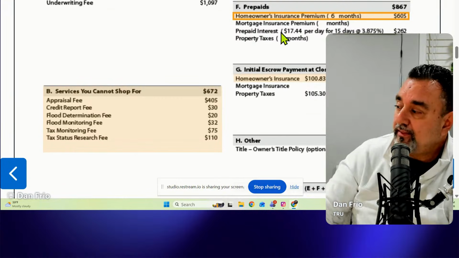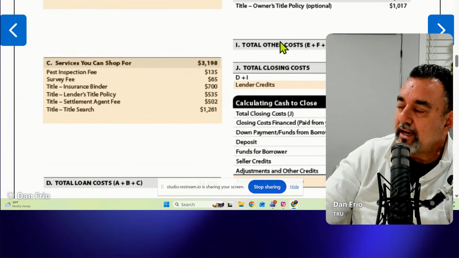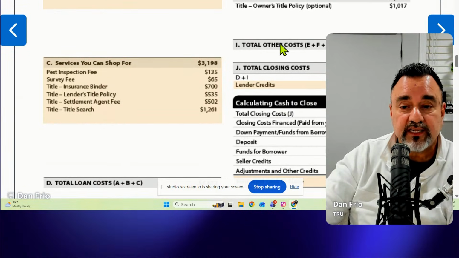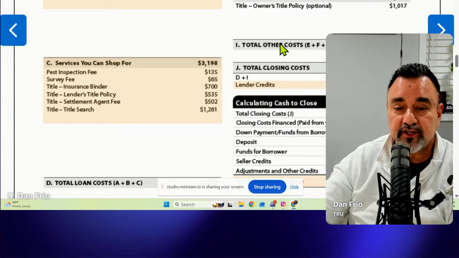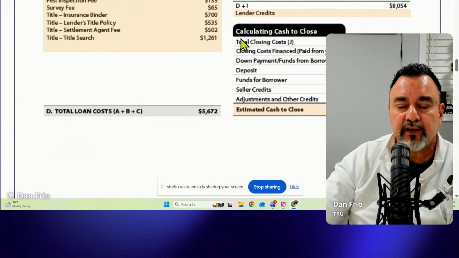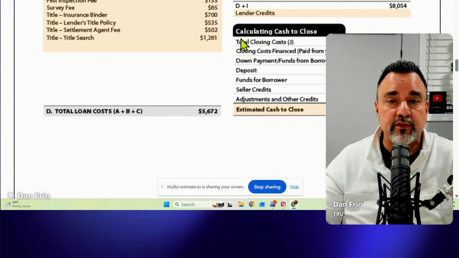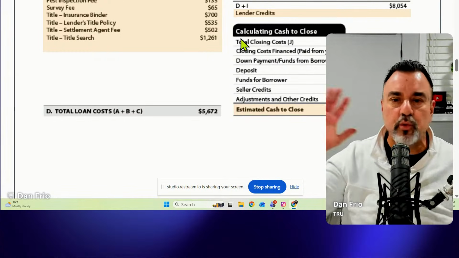So the next thing is down through here, we continue on with the escrows. You will have title and an owner's title policy that you are welcome to buy. That's going to be presented to you by the title agencies. And then down through here, here's another big piece of the equation, lender credits. Okay, now this is huge when it comes to if you're building a house or if you're using a broker. A lot of times we'll broker loans.